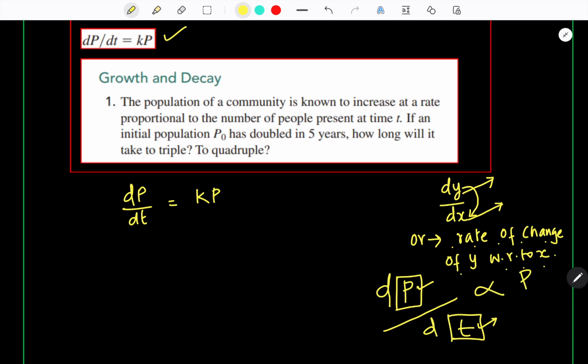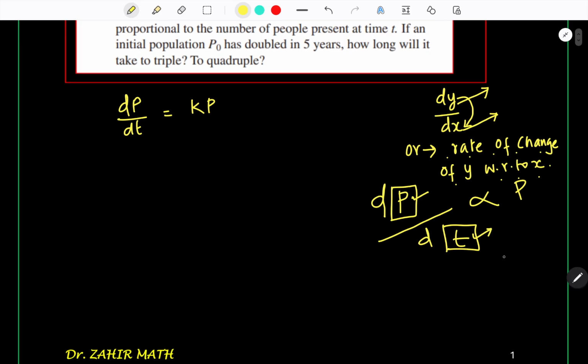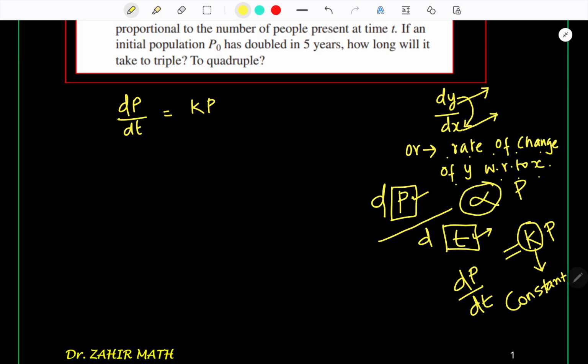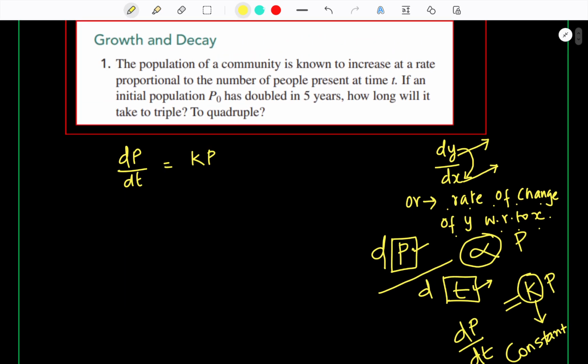p is the population. If you want to make it equal, what happens? dp divided by dt is equal to kp. What is k? k is called the constant of proportionality. Whenever you use ratios, we use a constant of proportionality, k. So you get the differential equation dp divided by dt is equal to kp. This is the differential equation for population growth. It can be babies or any bacteria also.